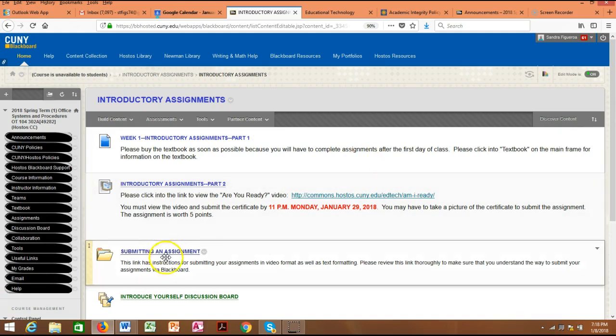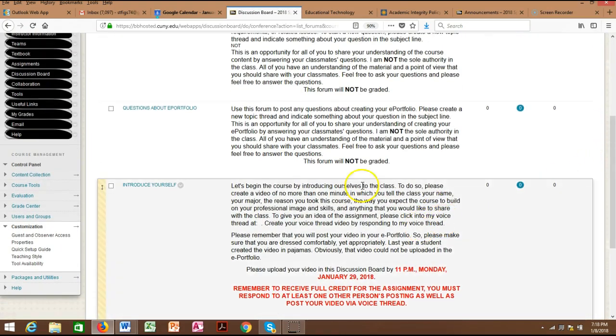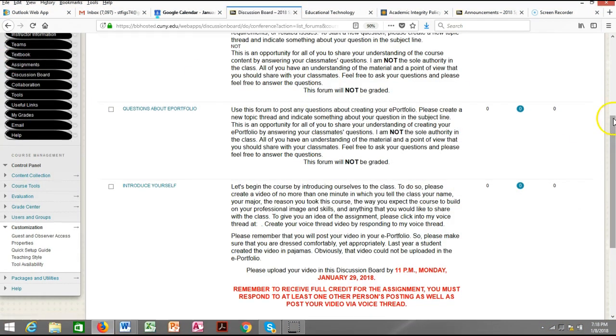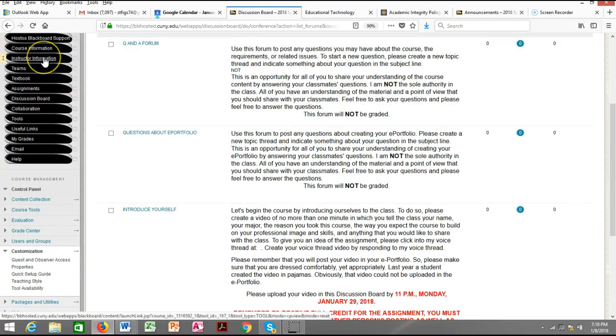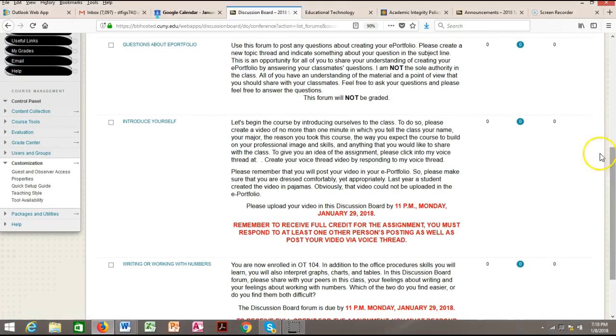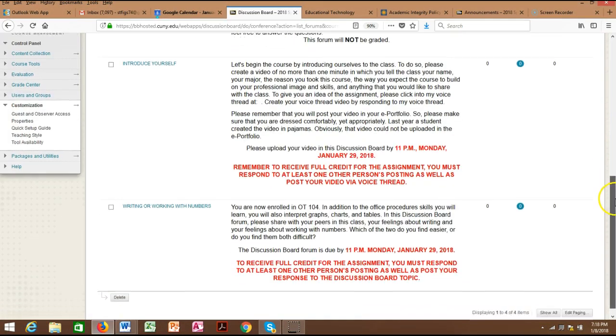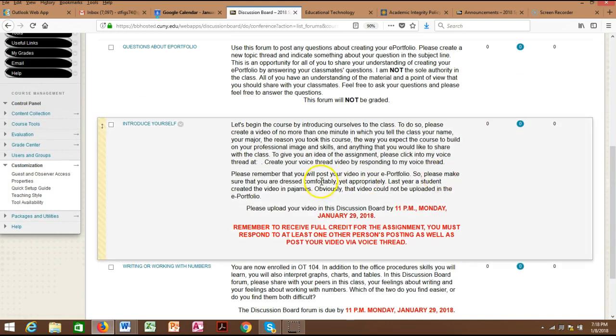Go into the Introduce Yourself discussion board and introduce yourself to the class. Now, I've already introduced myself through the instructor information. So when you click in there, you'll see my information. You'll also set up an avatar. I don't have the information for the avatar, so I'll make sure that I put that in there. I thought I did that.